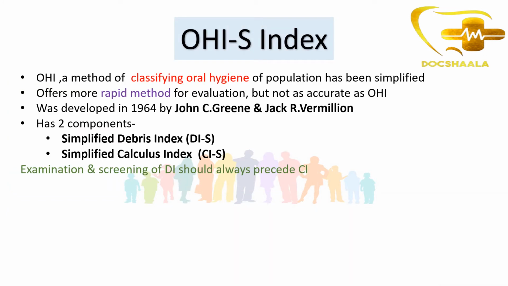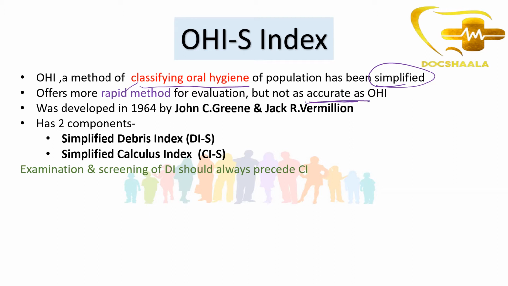So, the oral hygiene simplified index. We also have the oral hygiene index, which is an elaborate index involving all the teeth, around 12 tooth surfaces, but in the simplified method we only use 6 tooth surfaces. It is a method of classifying the oral hygiene of a population which has been simplified. Simplified offers a more rapid method than OHI, but it is not as accurate as OHI because the number of surfaces that we calculate decreases.